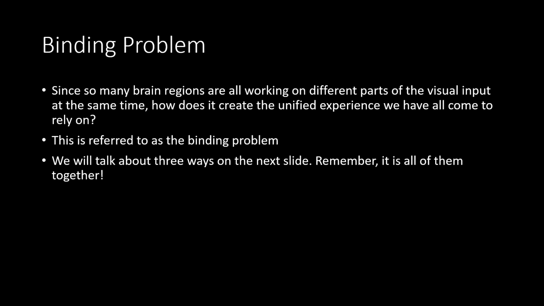Now, we've talked a lot about how all these different regions seem to all be working on different parts of the problem at the same time and in different parts of the brain. And so it raises the question of how then do we have this unified visual experience? How is it that the brain is then able to reintegrate all of these different parts? And this is referred to as the binding problem. And while it has given a lot of theorists and scientists a lot of trouble over the years, there are currently three mechanisms by which this is thought to occur.